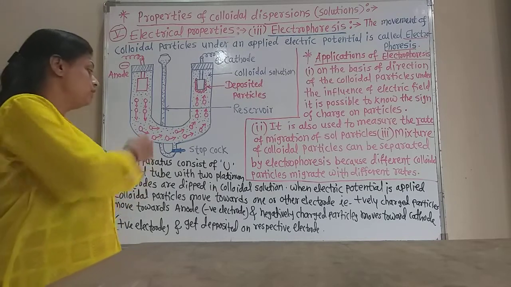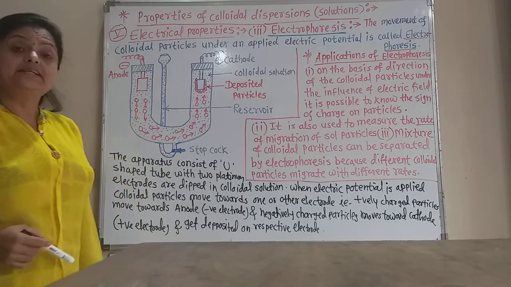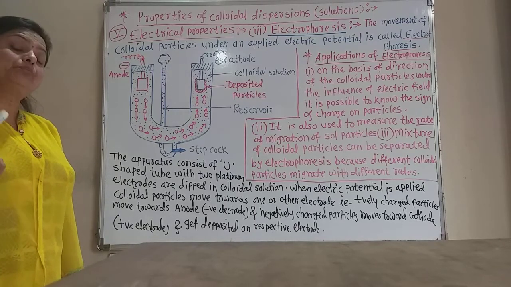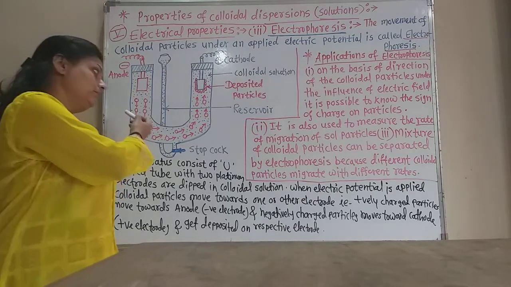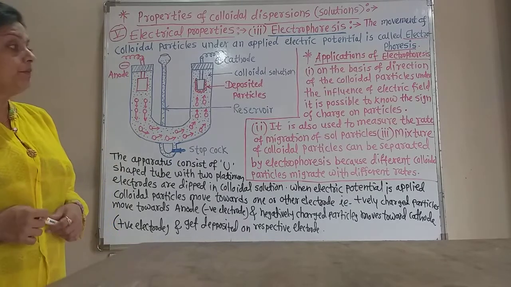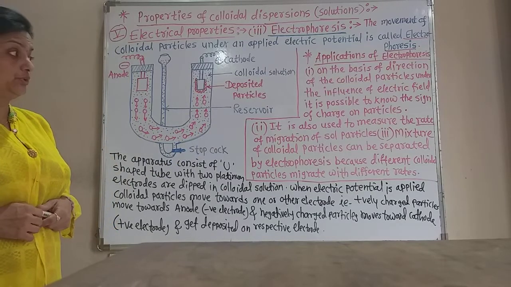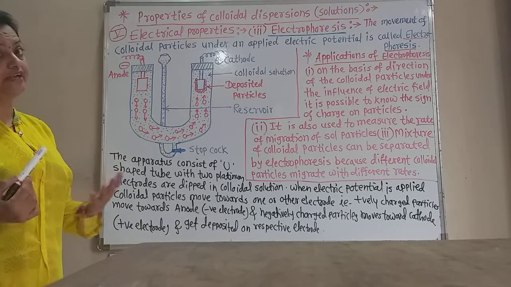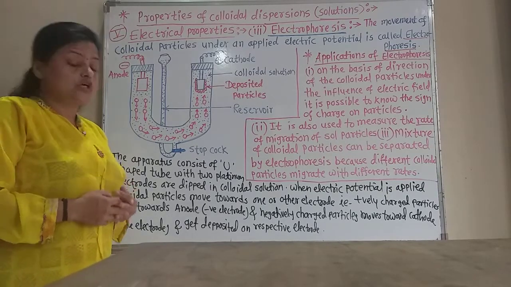So what is the rate of that colloidal particle? We can measure the rate of the migration of that colloidal particle. Now that is another use. Electrophoresis is used to measure the rate of the migration of the sol particle.